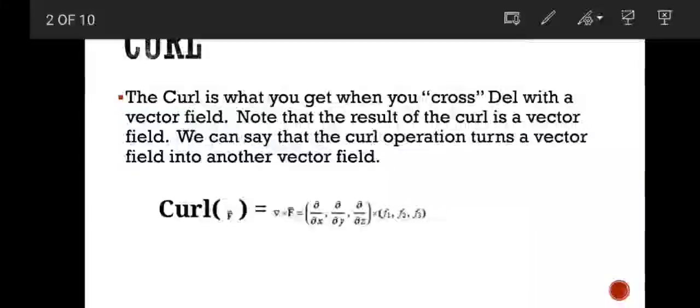Firstly, curl. Curl is when you cross del with a vector field. Note that the result of the curl is a vector field. We can say that curl's operation turns a vector field into another vector field. Curl f is del cross f, which is equal to del by del x, del by del y, del by del z cross f1, f2 and f3.